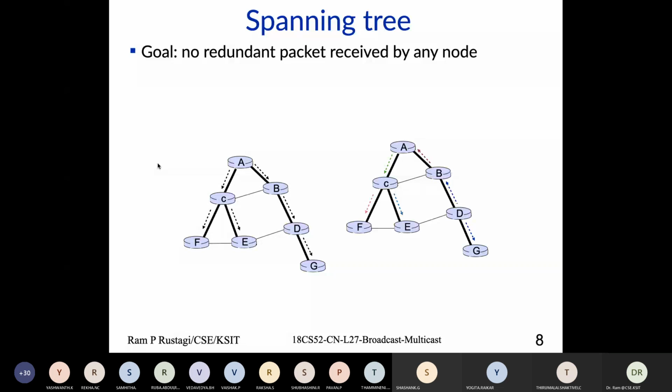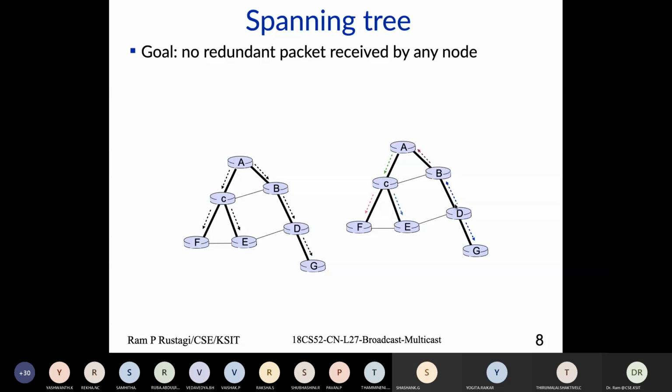A spanning tree is a subgraph of graph G which has all the vertices which are there in G, and it has edges such that there is no cycle in the graph, and each node is reachable from everybody else. So the graph is connected. That means a path exists between any two nodes, but there is no cycle. If a graph has n nodes and you have n edges or more, there is going to be a cycle. And there are n minus 1 edges.